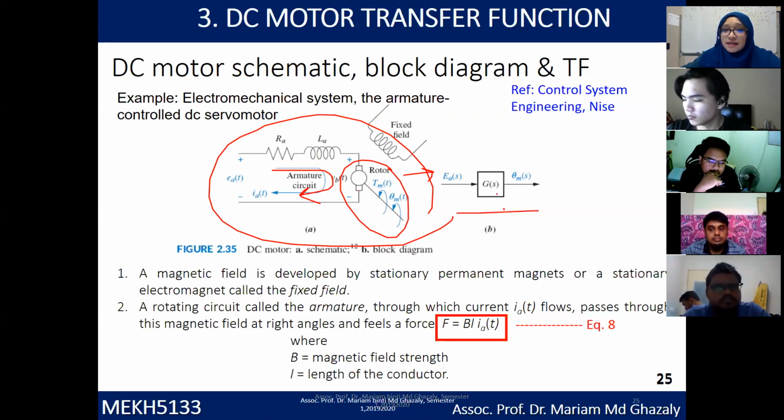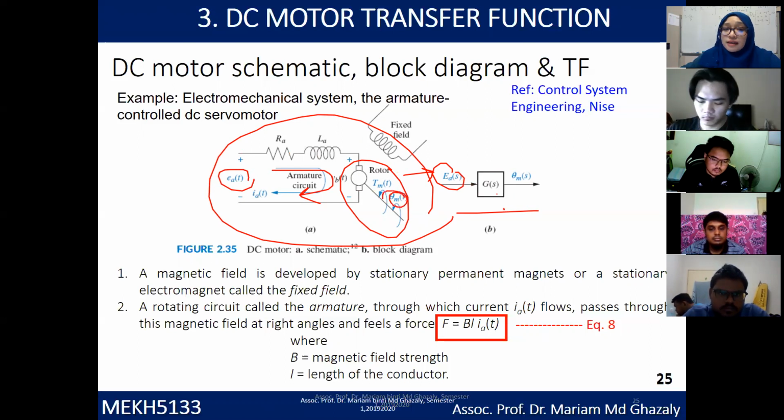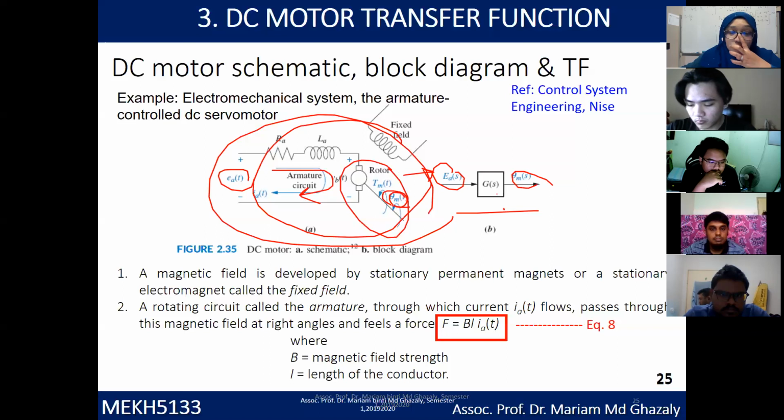So you have G(s). Ea is the input, meaning the input armature voltage, and the output is the angle, theta m. G(s) is actually whatever is inside here, including the circuit and the rotor, including the rotor damper. Everything is what you have learned in mechanical modeling. So let's look at this example. You can refer to control 9 for these references.